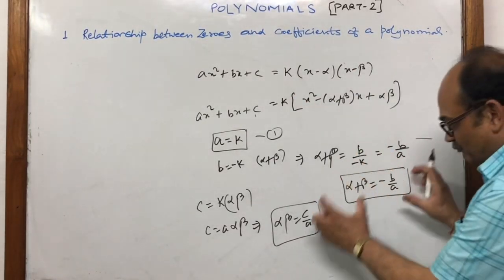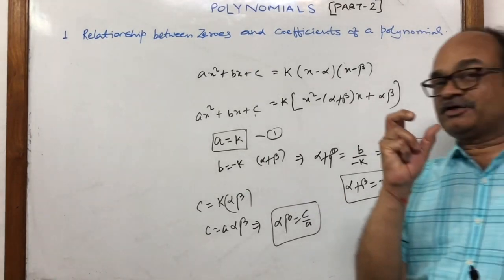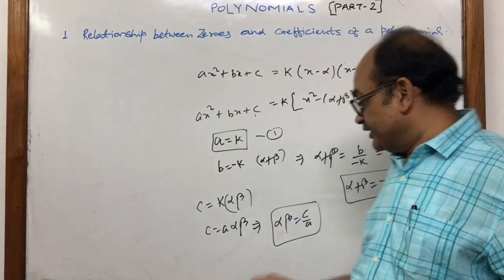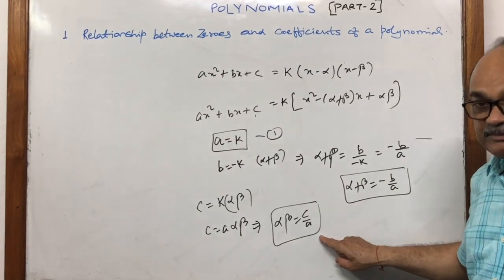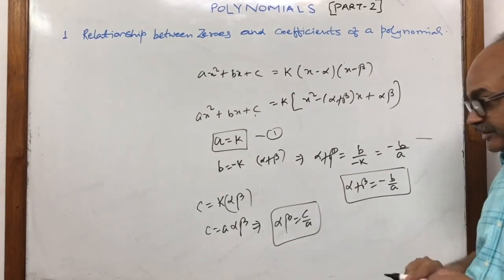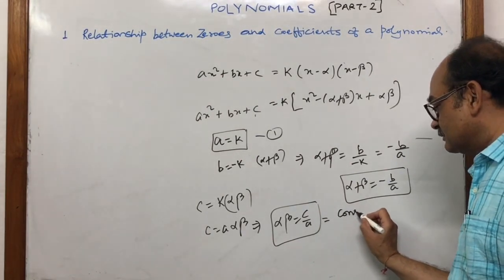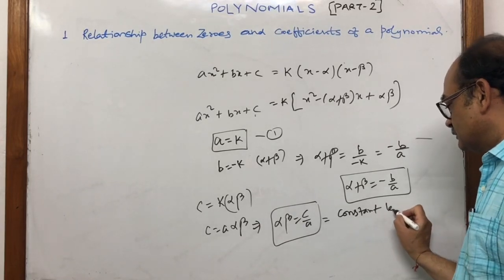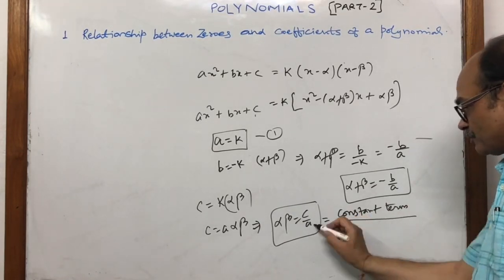So it is a general formula that whenever you want the product of the roots, the product of the zeros, it is always c by a. It means constant upon coefficient of x square. So we can write it as constant term divided by coefficient of x square.